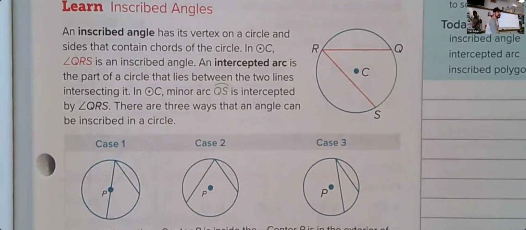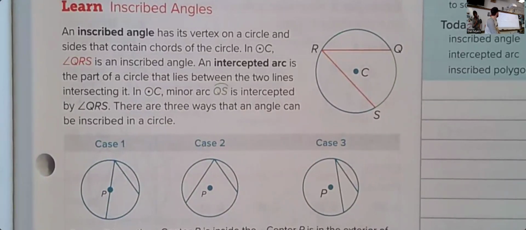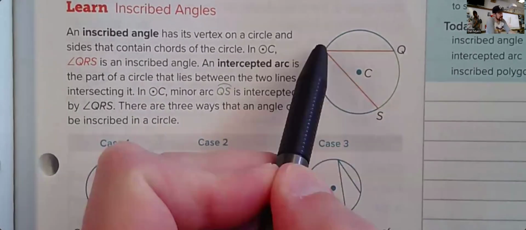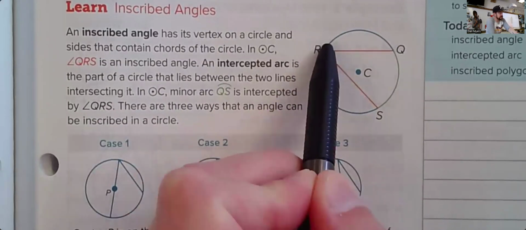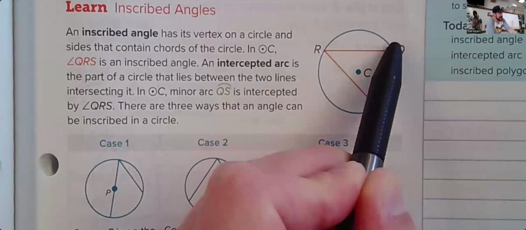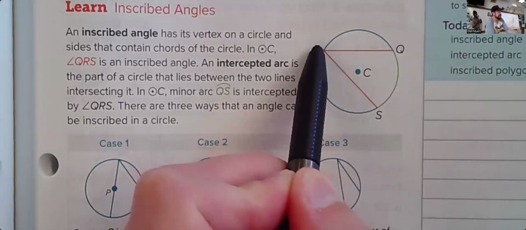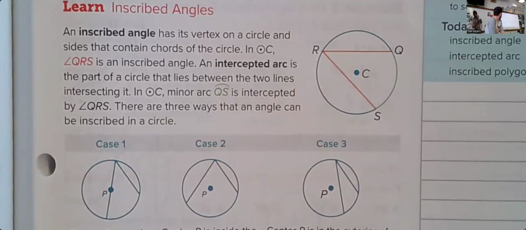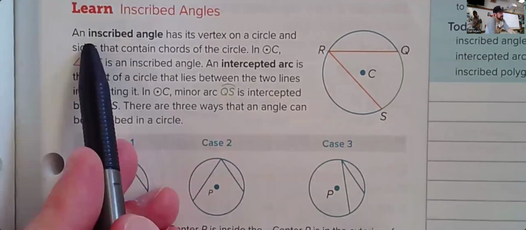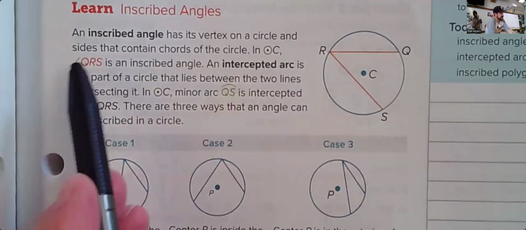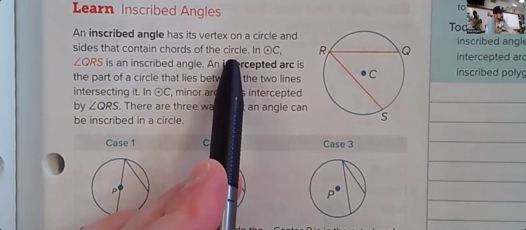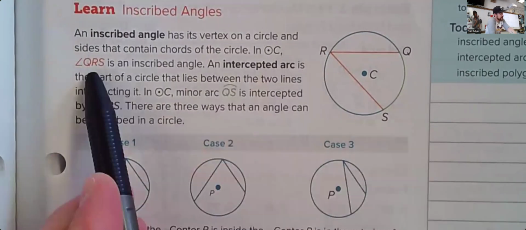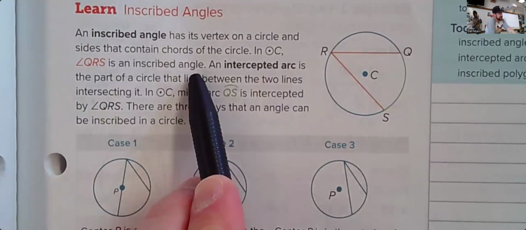I actually mentioned the idea of an inscribed angle, and that is if you have an angle whose vertex is on the circle and the other two parts of that angle are points on the circle that create two chords, basically, that gives you an inscribed angle. The technical definition is here. An inscribed angle has its vertex on a circle and sides that contain chords in the circle. In circle C, angle QRS is an inscribed angle.